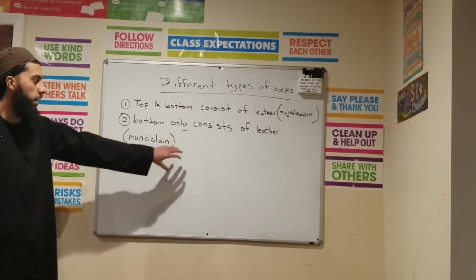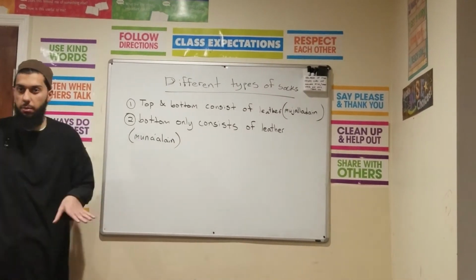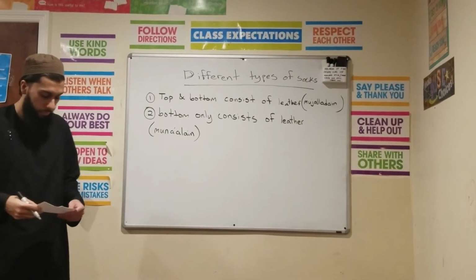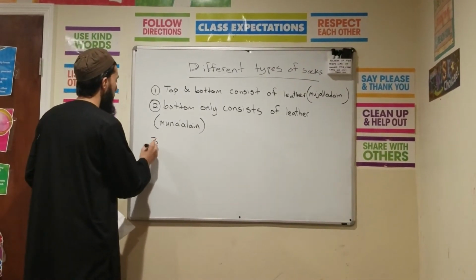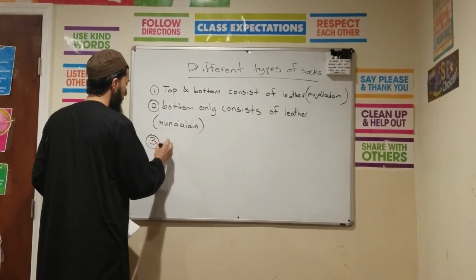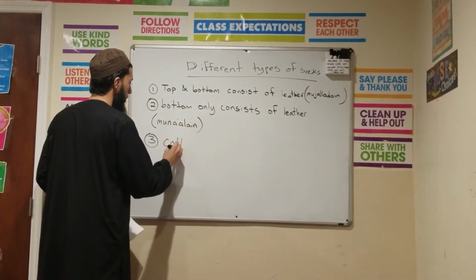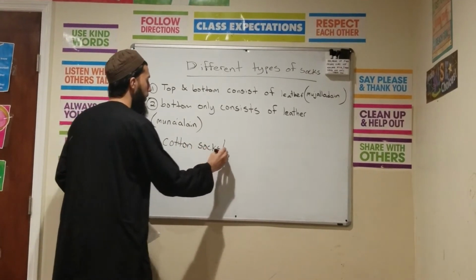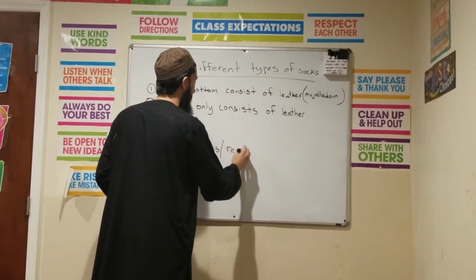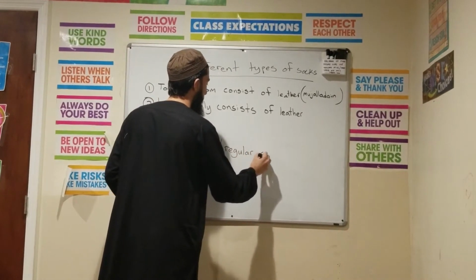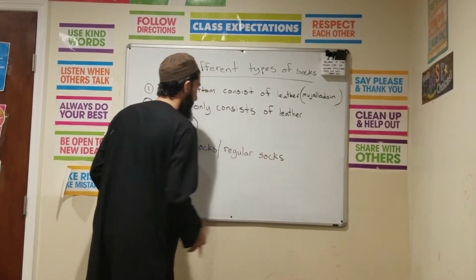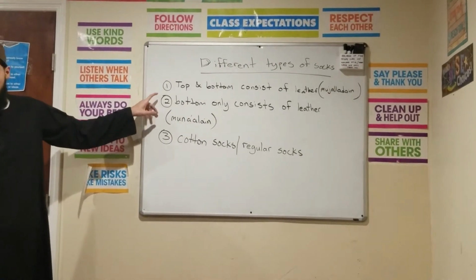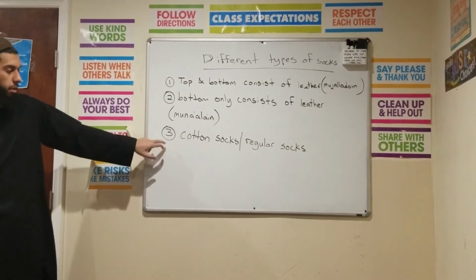Muna'alain. Since the bottom consists of leather, the scholars mentioned that the top of it also has to be thick. The top of it isn't leather, but it should be thick. Right? And then you have the third one, the controversial one, cotton socks, regular socks, you could say. So Masah on these two is allowed. You could do Masah on the first two. The third one, I'll explain that later.